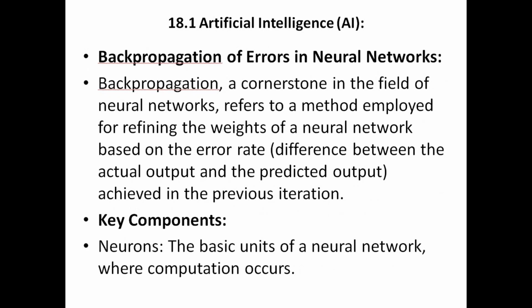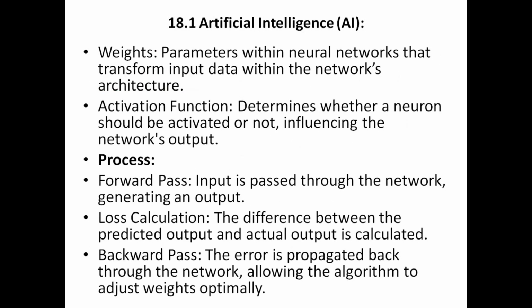Backpropagation of errors in neural networks. Backpropagation is a cornerstone in neural networks. It refers to a method employed for refining the weights of a neural network. Now it consists of a neuron that you already know about. It contains weights. Weights are the parameters within neural networks that transform input data according to the network's architecture and the activation function. An activation function determines whether a neuron should be activated or not.